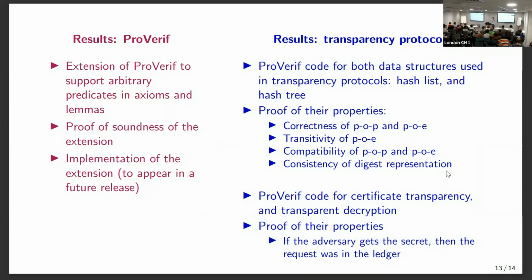And then as far as transparency protocols are concerned, we proved properties of the data structure, so proof of presence. Another kind of proof is proof of extension, because when you're talking about these append-only ledgers, you want to be able to process a proof that the current time you see the ledger is an append-only extension of the last time you saw it. In other words, since the last time I saw the ledger, the only thing that has happened to it has been appendings, not changings of what was there before. So correctness of the proof of extension, sensitivity of proof of extension, and then the interaction between those two types of proof. That's also one of the things that we were able to show there. And then finally, the ProVerif code for the two examples we chose in that paper, which are certificate transparency and transparent decryption.